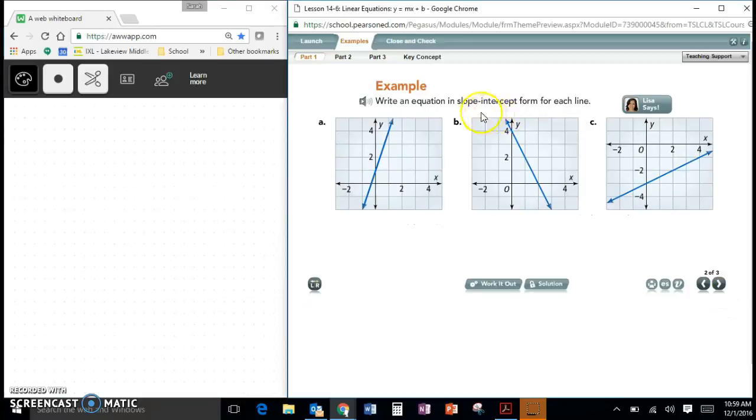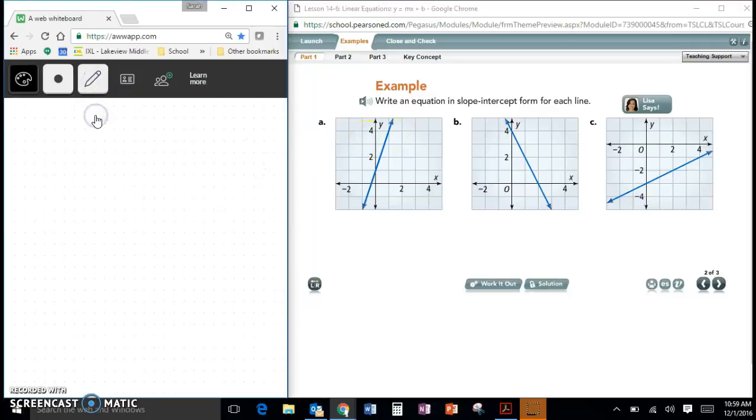It says write an equation in slope-intercept form for each line. Let's look at A. All right, so we know right here by looking at A that our y-intercept is 1. Now let's look for our slope. We need to look at this point here and this point here because it goes through corners of grid squares. So this guy, obviously our slope is positive. That's another thing we need to look at. This guy rises 3 and runs 1. So slope is rise over run.